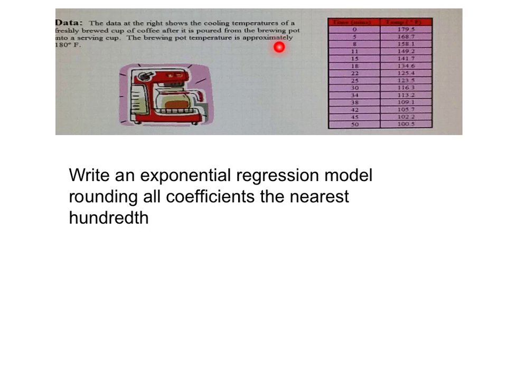The brewing pot temperature is approximately 180 degrees Fahrenheit. So here you can see they've got the time in minutes, and it's labeled, and there's your time. We've got our temperature in degrees Fahrenheit. So I just want to be clear, you probably don't need to copy this whole thing into your notebook right now. The math down here is going to be more important.